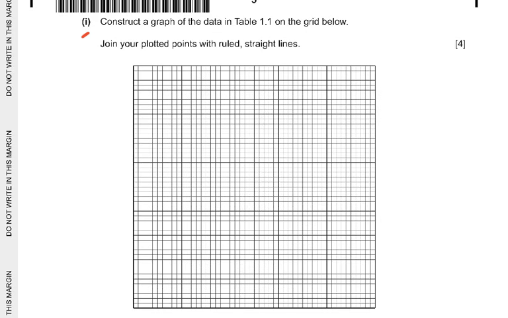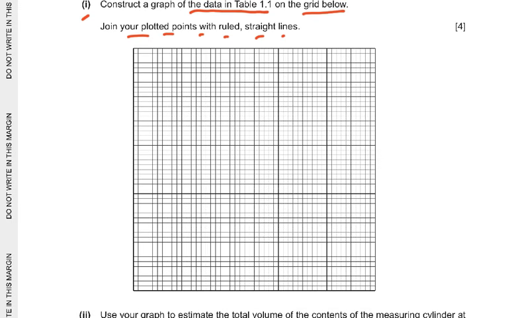Then it says construct a graph of the data in table 1.1 on the grid below. Join your plotted points with ruled straight lines. Now the first thing to do is that you label the axis. This is the first law. Label axis.